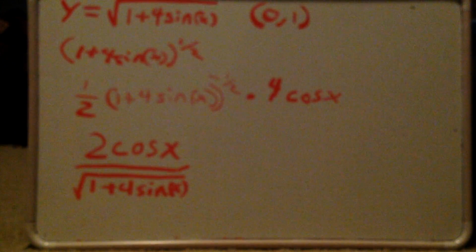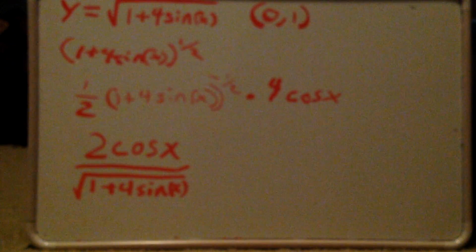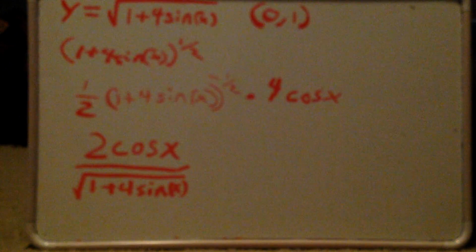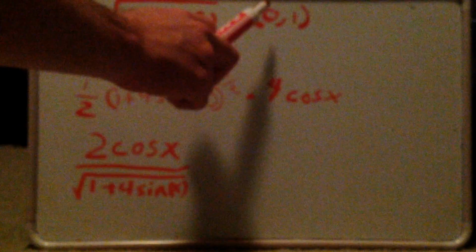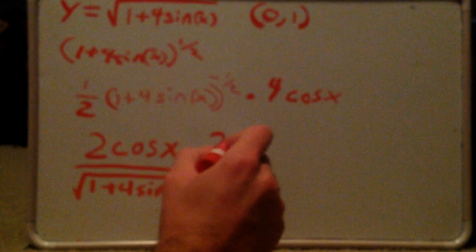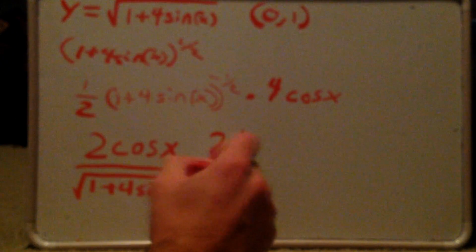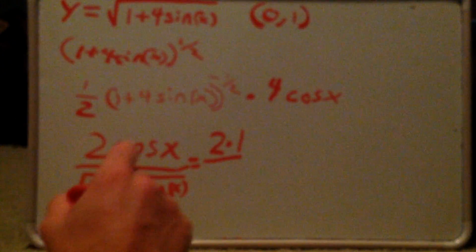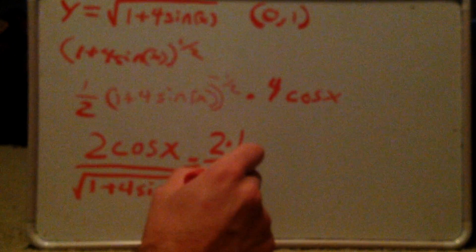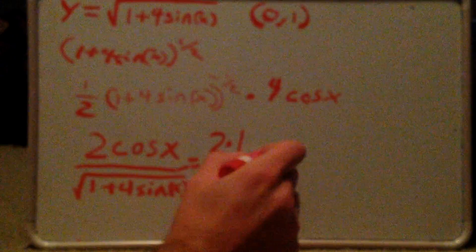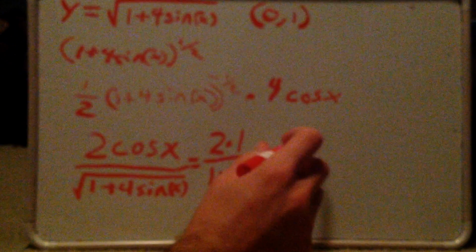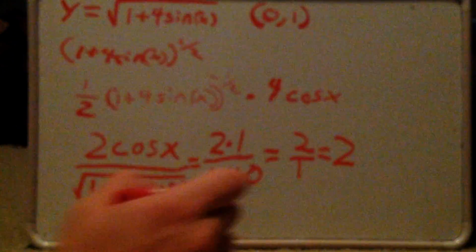Okay, once we have that down, all we need to do is to plug in the x value at the point to figure out what the slope is going to be. And because our x value just happens to be 0 right here, we just need to plug in 0. So 2 cosine of 0 will equal 2 times 1. And 1 plus 4 sine of 0 will equal 1 plus 4 times 0. And if we simplify that, we'll get 2 over 1. Meaning our slope is just simply going to be 2.